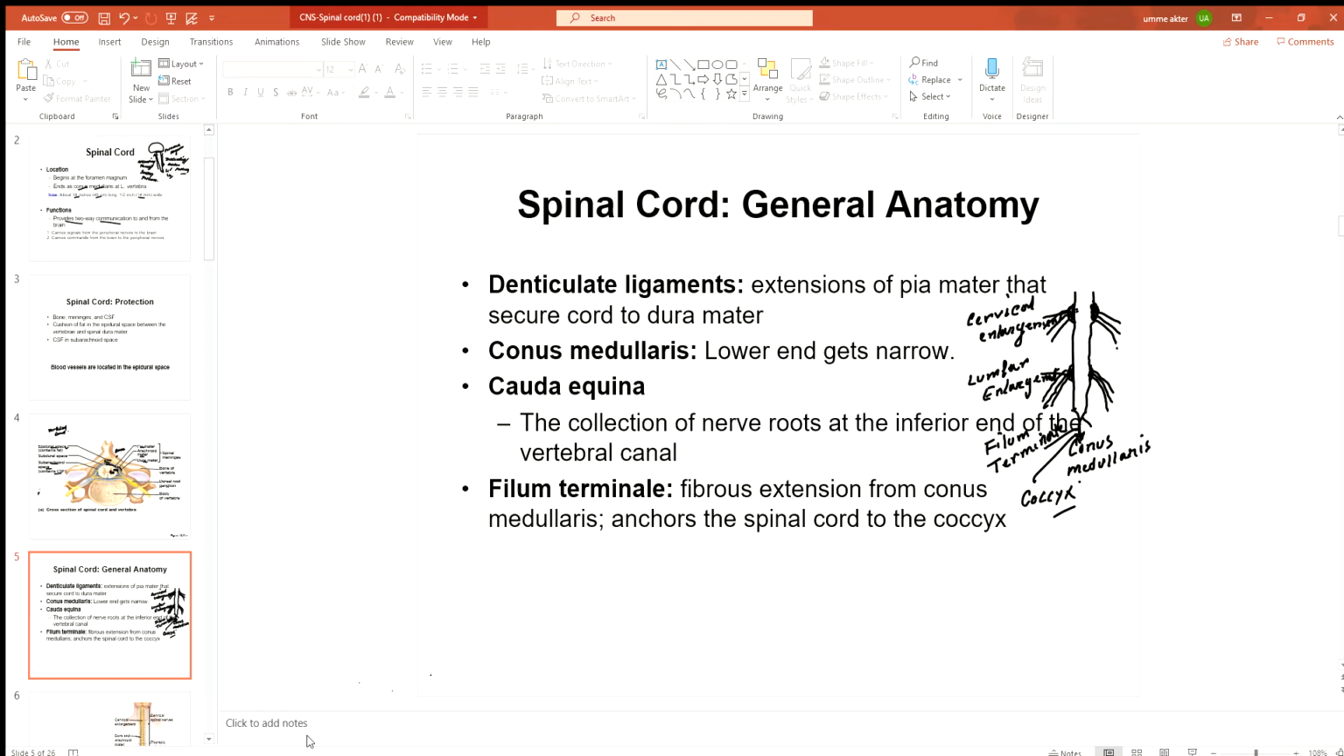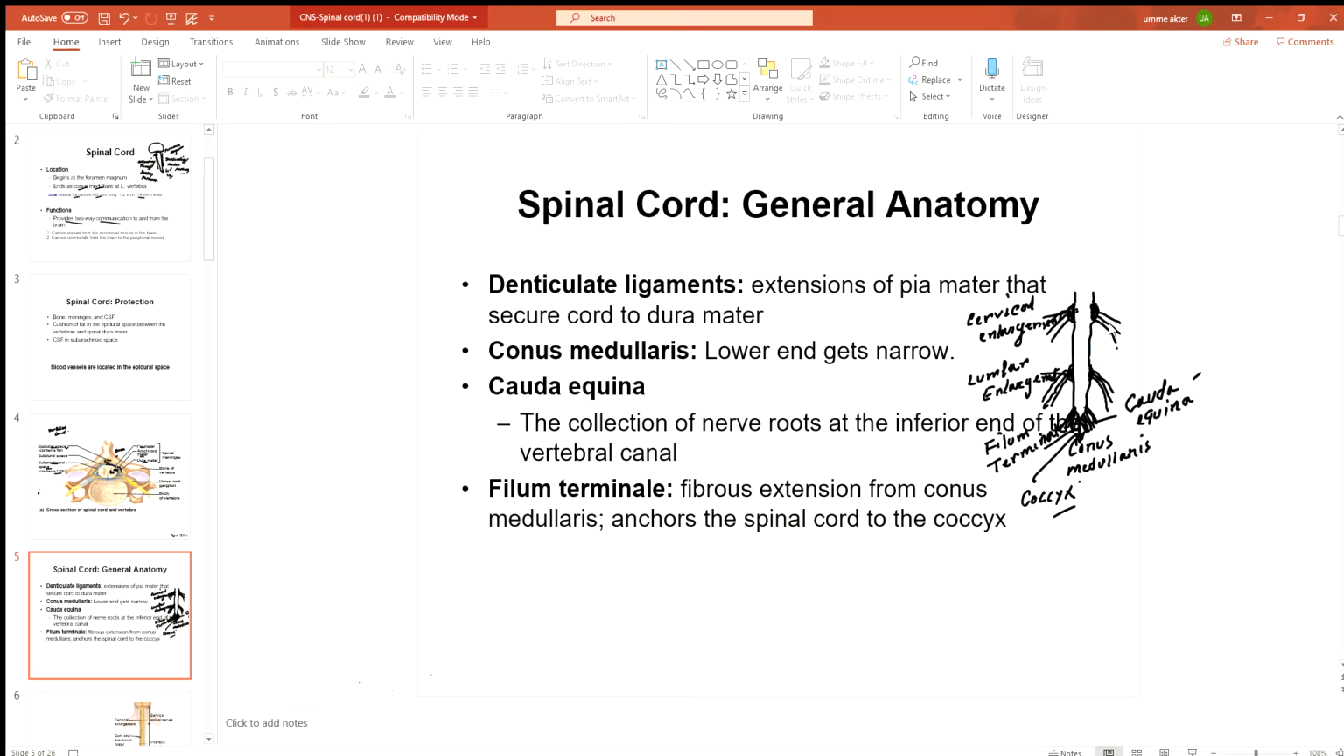Then from the lower cone-shaped part of the spinal cord, a bunch of spinal nerve roots arise, and they form a bunch of spinal nerve roots here, and it looks like a horse tail, and that horse tail-like structure is called cauda equina. Cauda equina means horse tail shaped part. So those are a few structures you see at the lower end of the spinal cord.